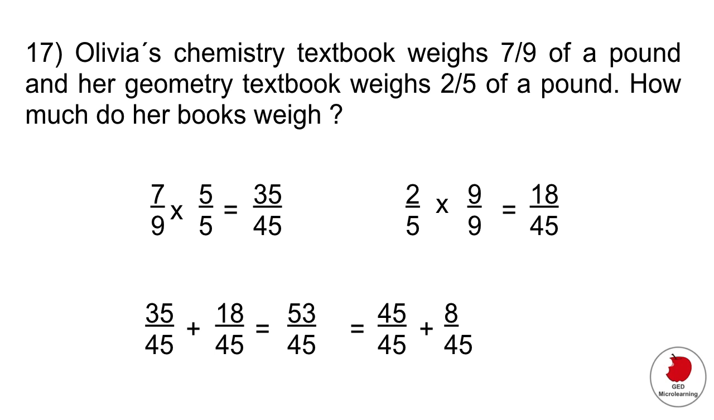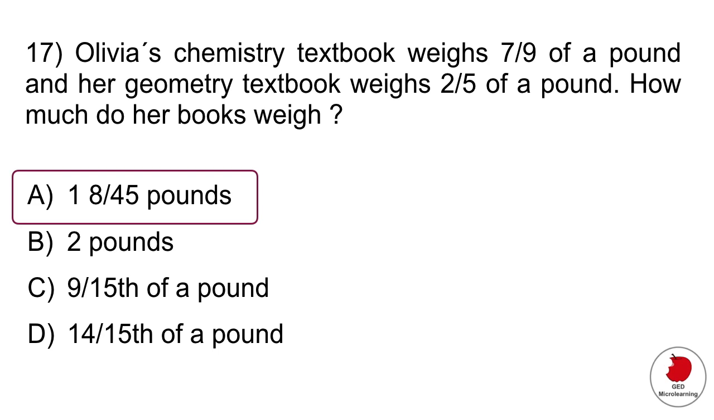And of course, you have to reduce this fraction to its simplest form. So another way to write 53/45 is to say that it's equal to 45/45 plus 8/45. Why are we doing this? Because we want to have a mixed number. Okay, so we want to reduce it to its simplest expression. So 45/45 would be 1, and then you add that 8/45 of a pound on.